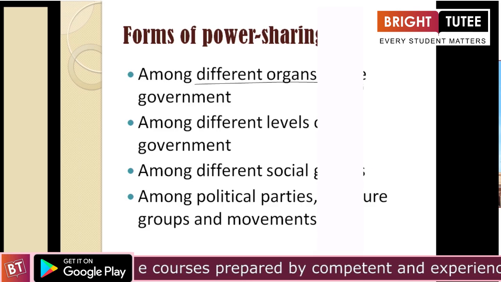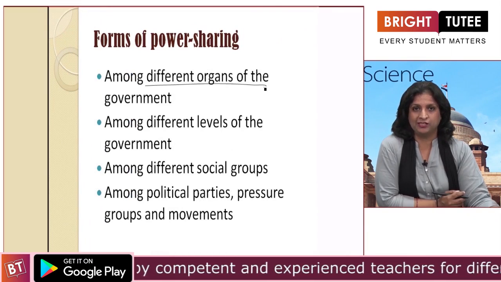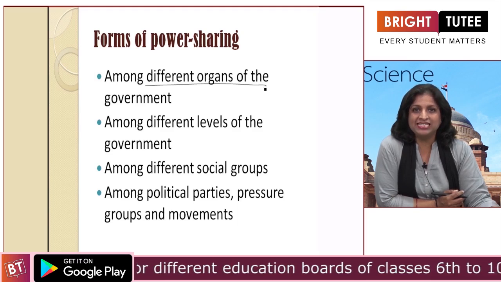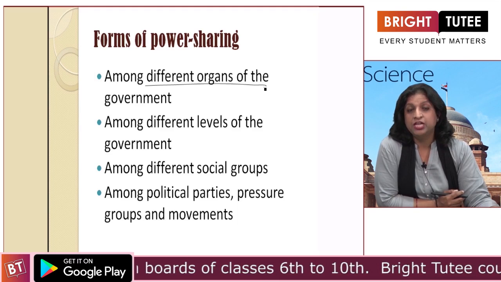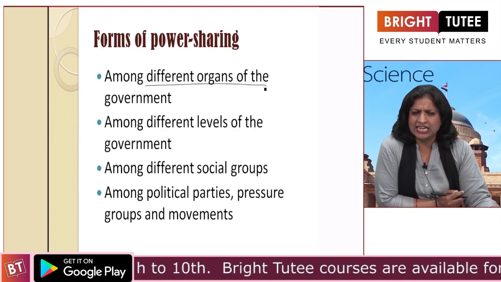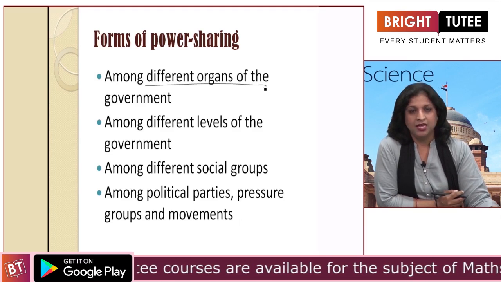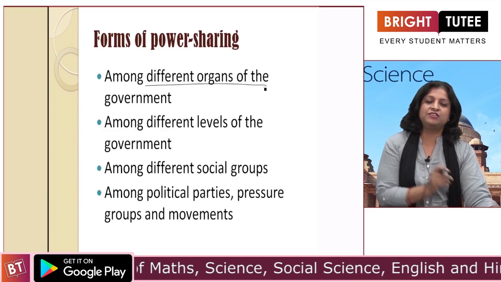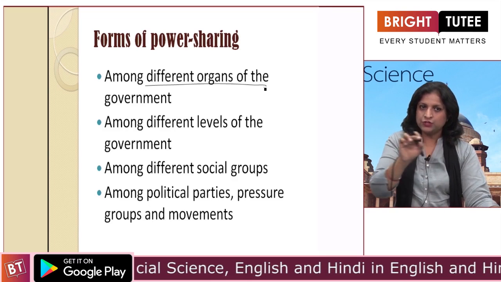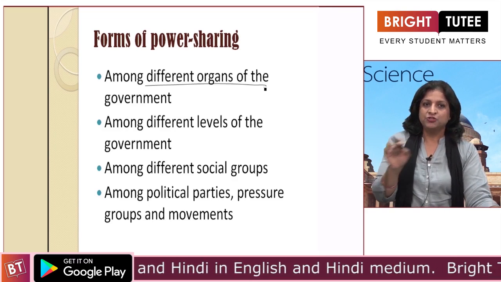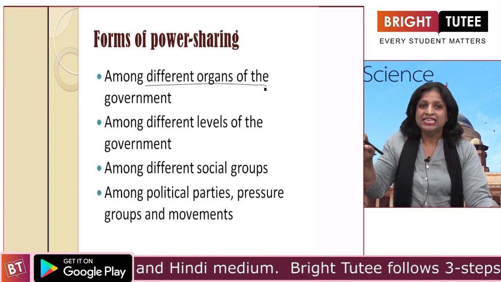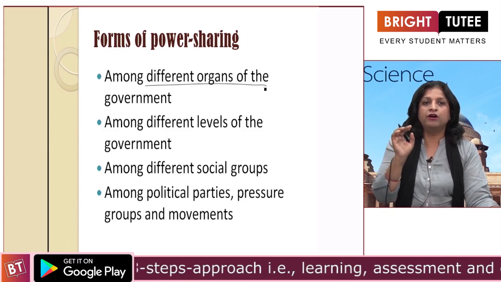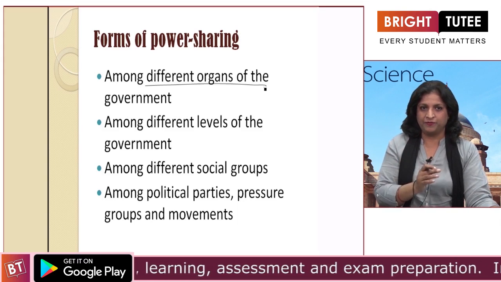What are the different organs? It is the legislature, which makes laws, executive, which executes or implements the laws, and the third one, judiciary, which settles the disputes. Disputes can be between the government and the people, between the 2 state governments. So, power is divided among these 3 organs of the government. These 3 organs have equal powers. So, we also call it horizontal distribution of power.